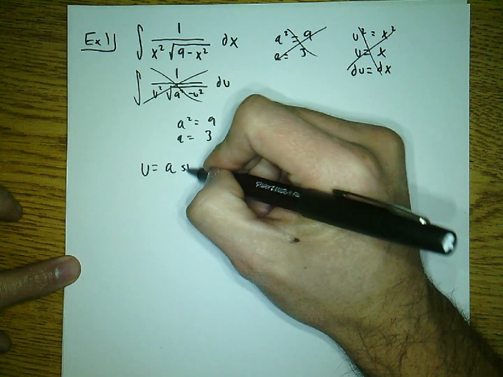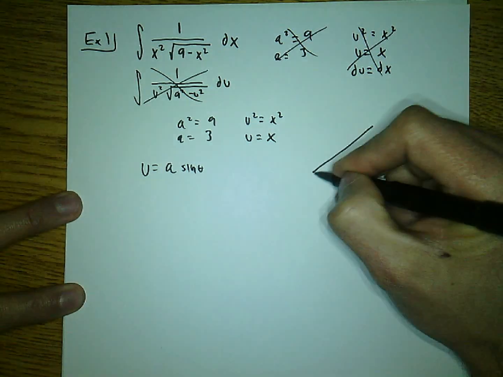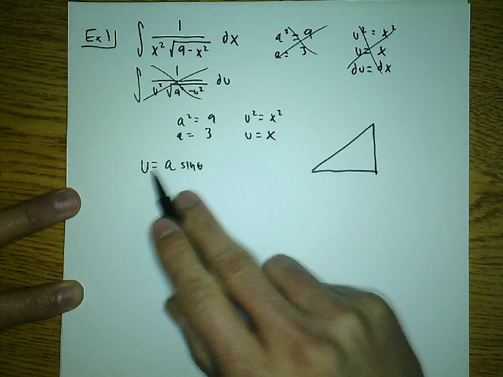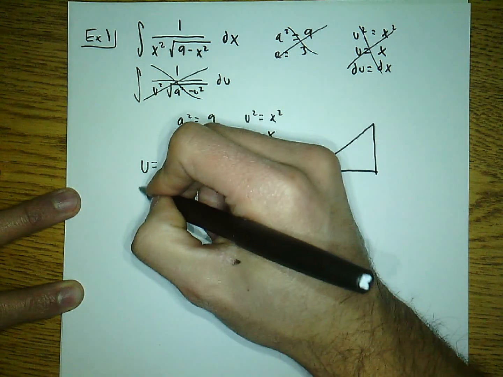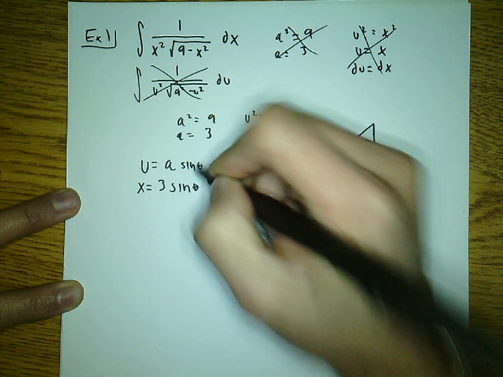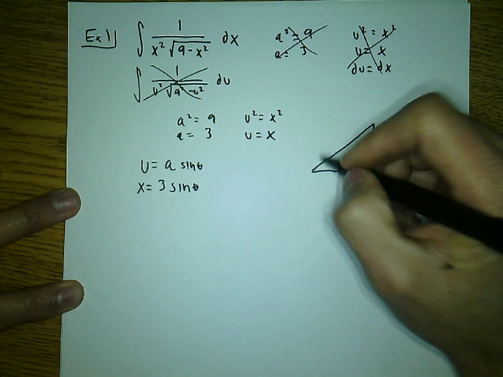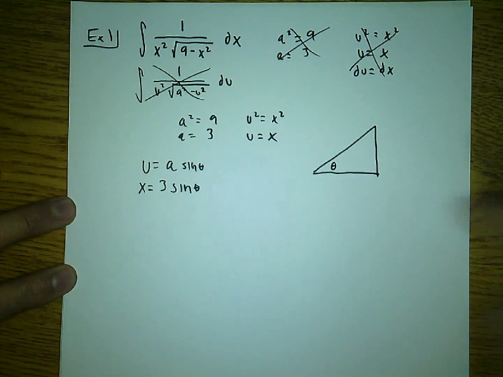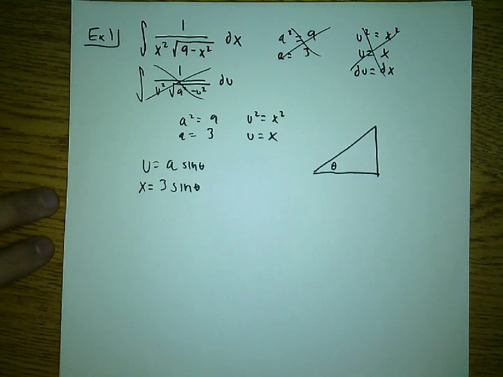Sine theta. So we're going to make a triangle really quick using the values that we know of. Okay, first, what is u? Well, u is x. What is a? A is 3. So that means that x is equal to 3 sine theta. Is anyone lost as to how I got this expression right here? We're using sine because it's a squared minus u squared, right? Correct. Square root of a squared minus u squared.